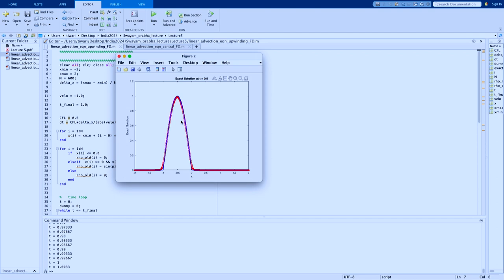Since it is a first order scheme, of course, you cannot expect a much better solution. You have to go to higher order in order to get a better solution.